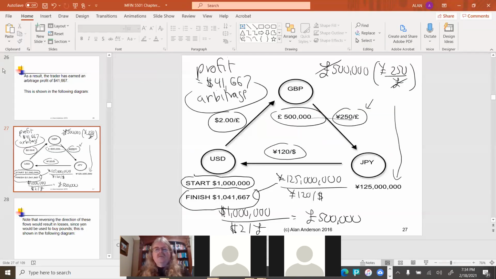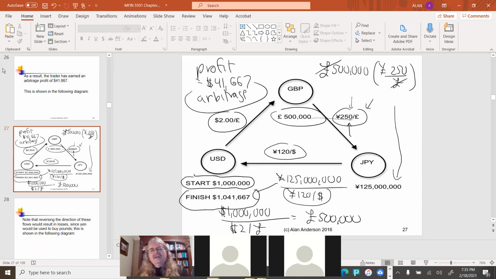There we go. Right here, I'm being offered too many yen for each pound that I trade in compared to the actual equilibrium rate of 240 per yen. So what I want to do is get my hands on British pounds and turn them into yen at this very lucrative exchange rate. Then when I take my yen and turn them back into dollars at the correct exchange rate, I should find myself with more dollars than I started out with.